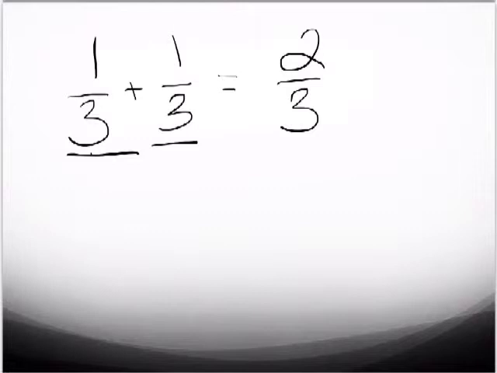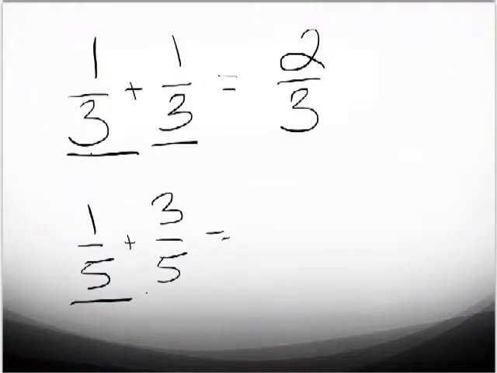Let's try another one. So we have 1/5 plus 3/5. Okay? So the denominators are the same, so you just add the numerators. 1 plus 3 is 4, so you have 4/5.